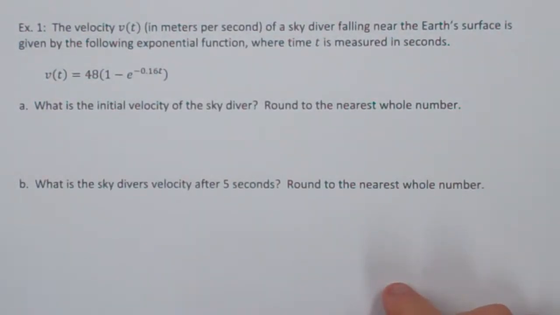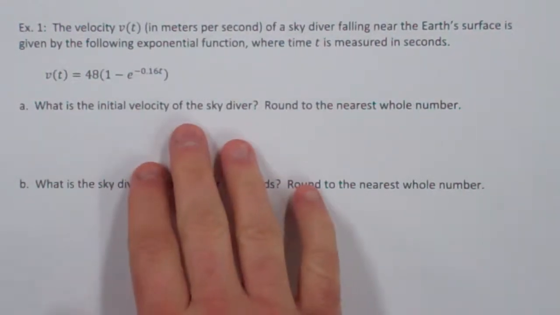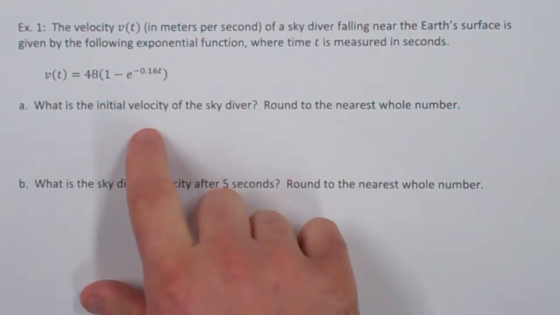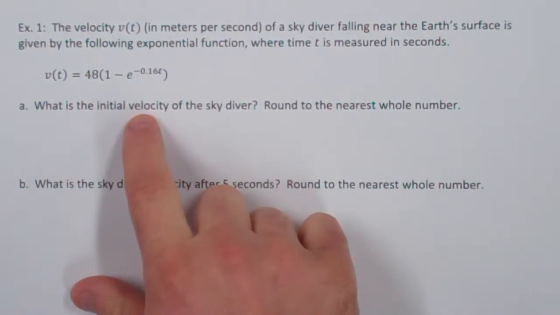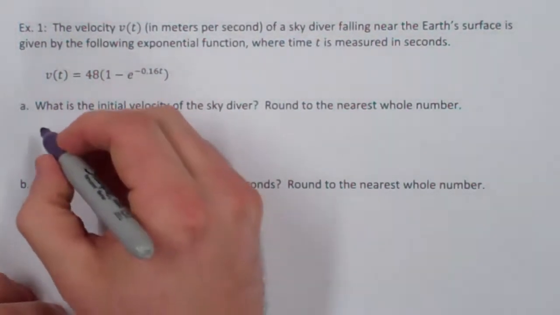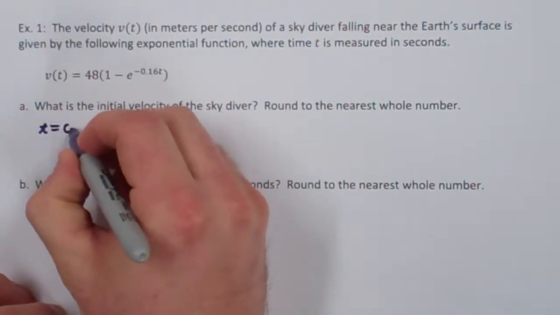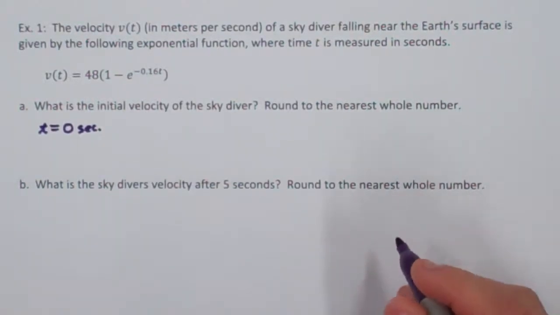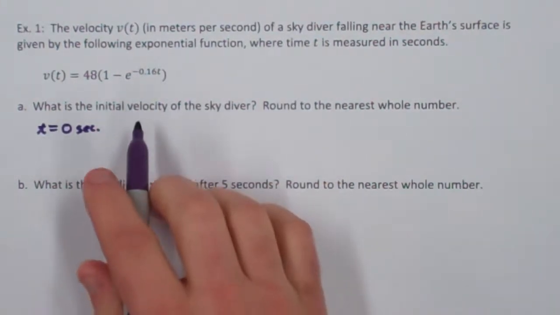Part A says, what is the initial velocity of the skydiver? Round to the nearest whole number. All right, for this one, t is going to be 0. The initial velocity is at time 0. So we can write that over here. T will be 0, and if you want, you can put the units there. 0 seconds.